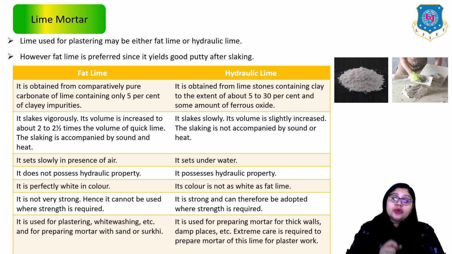Basically, when I talk about the use, fat lime is used for plastering and whitewashing and for preparing mortar with sand or surki, while hydraulic lime is used for preparing mortar for thick walls and damp places, and extreme care is required to prepare the mortar of this lime for plaster work. Here you can see a clear difference between the fat and the hydraulic lime.